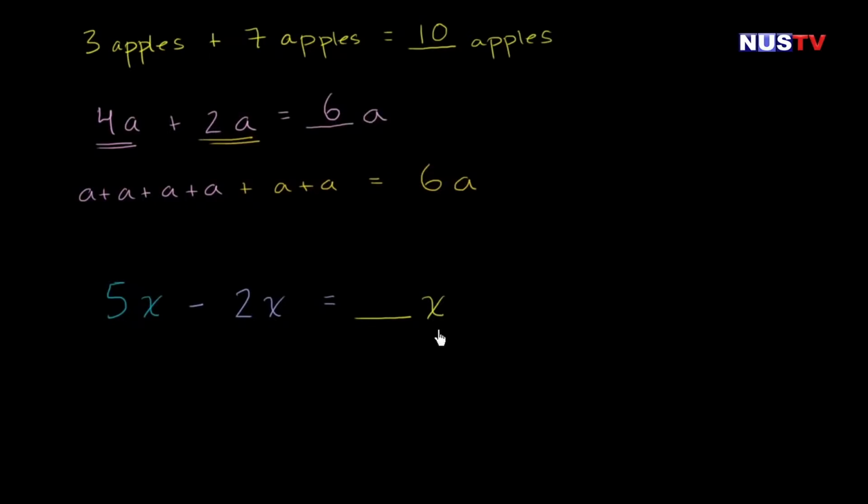Well, if I have 5 of something and I subtract 2 of those away, I'm going to have 3 of that something left. So this is going to be equal to 3x. 5x minus 2x is equal to 3x. If you really think about what that means, 5 x's are just x plus x plus x plus x plus x, and then we're going to take away 2 of those x's. So take away 1x, take away 2 x's. You are going to be left with 3 x's.